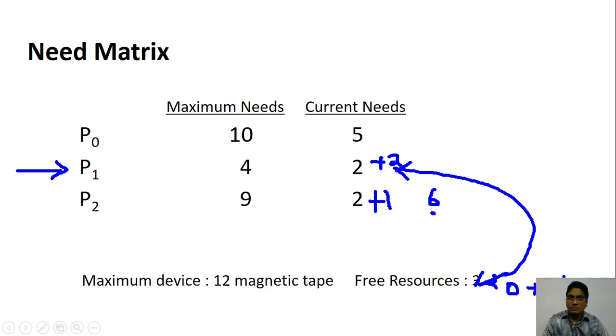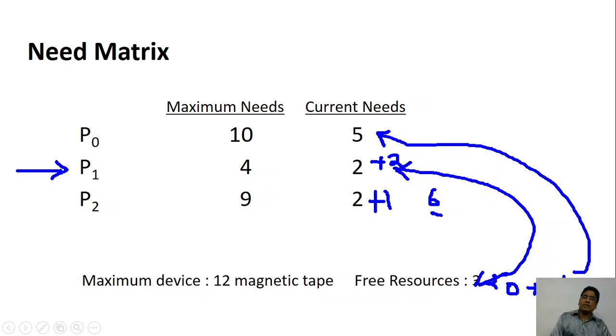You cannot give it to P2 because P2 requires 6. You go to P1 and you try to give 4 to P1. You say, okay, take 4. P1 says, I don't want 4, I want 5. With 4 I can't complete. You give me one more, I can complete it. So what's happening now? Even though P1 completed it, P0 cannot complete. Definitely P2 cannot complete.